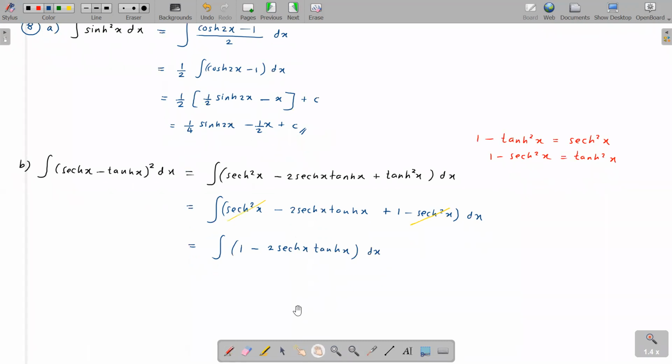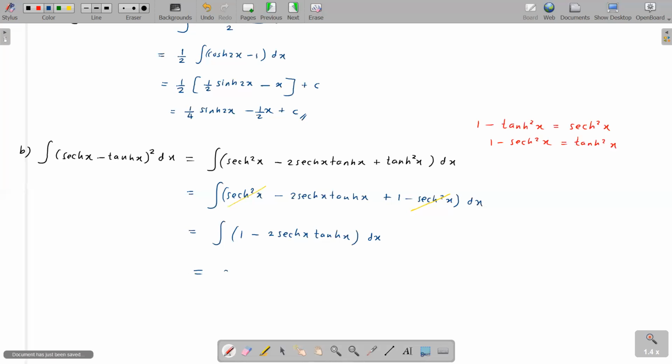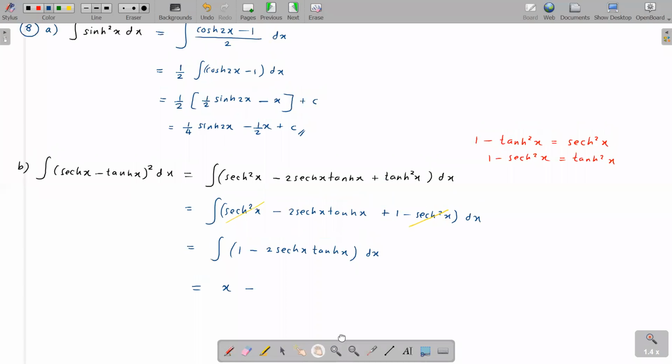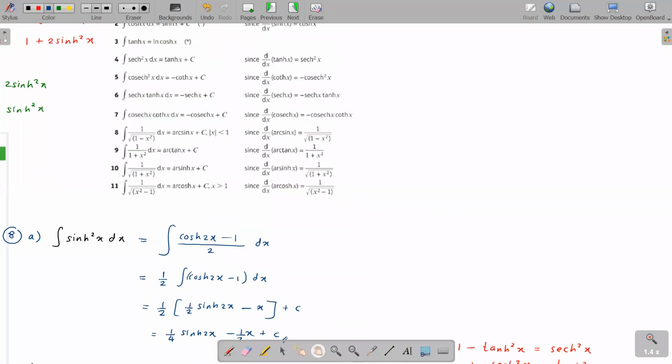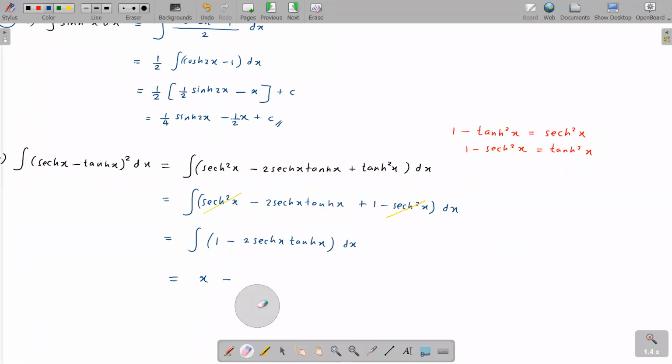Okay, so then the integration of 1 with respect to x is x, minus 2 sec x tan x integration is minus sec x. So minus, there's a 2 here, 2 into minus sec x plus c. So I end up getting here x plus 2 sec x plus c. Let's go to the next one.